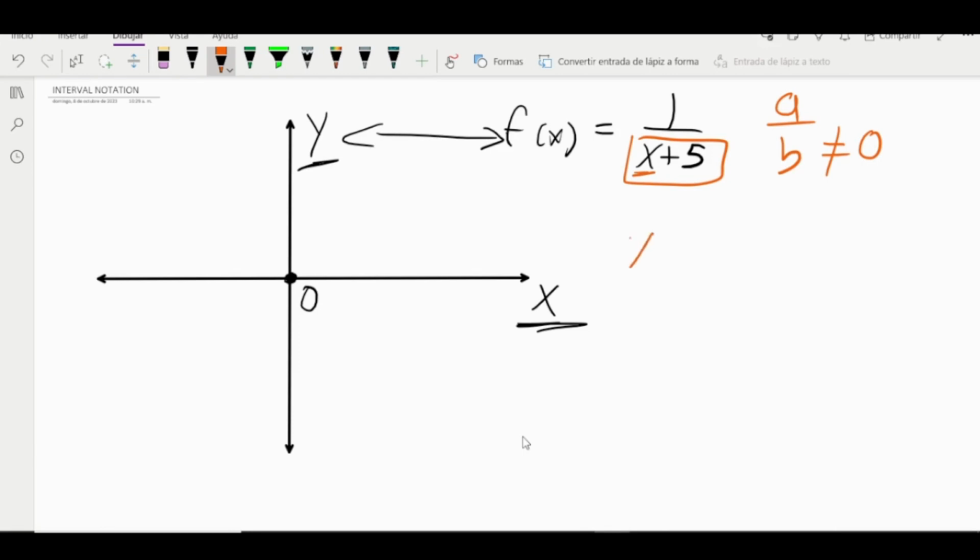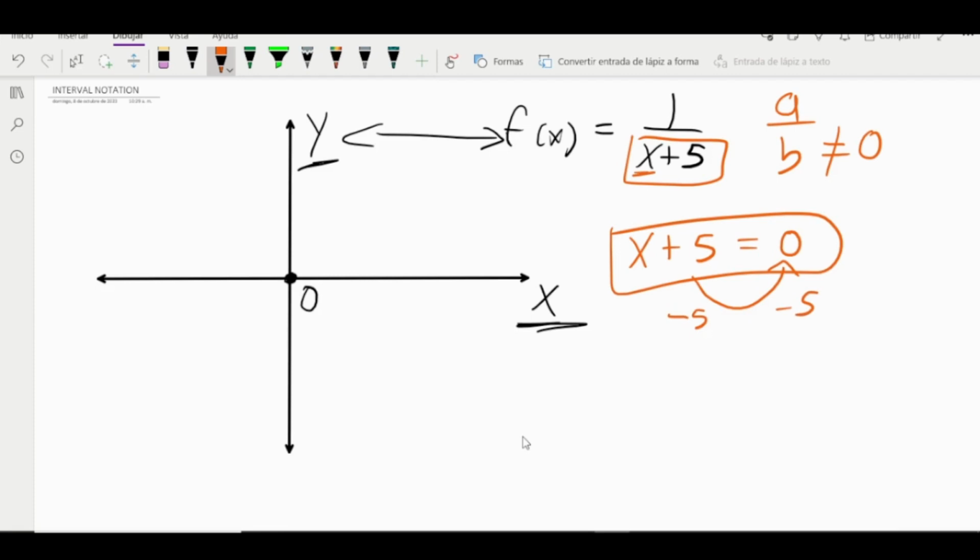So the way to find this is to set x plus 5 equal to 0, okay. We need to find values of x that create the 0. So we need to solve this equation, x plus 5 equals 0. When we solve, it's going to be simple. We move the plus 5 to the other side, or we subtract 5 from both sides. We cancel the 5 here, and we conclude that when x is equal to minus 5, the denominator is going to be 0.